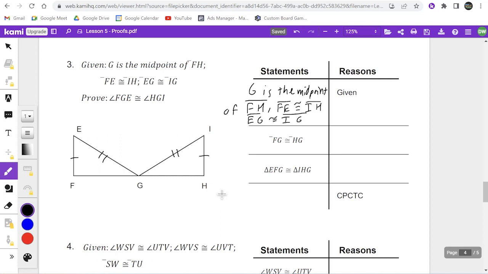Okay, now we look at the next statement. This time they give us the statement. They say FG is congruent to HG. They're saying the missing side we had earlier. Why would that be true?